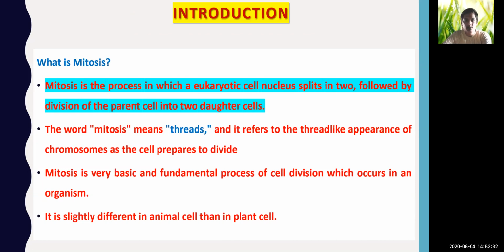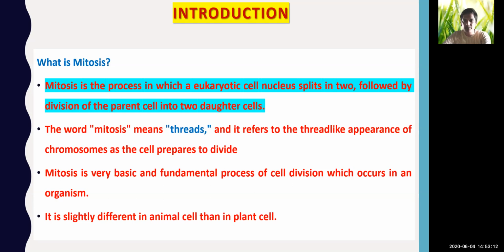So mitosis is a process in which the eukaryotic cell nucleus splits into two, followed by division of the parent cell into two daughter cells. The word mitosis means threads, and it refers to the thread-like appearance of the chromosomes as the cell appears to divide. Mitosis is a very basic and fundamental process of cell division which occurs in an organism, eukaryotic or prokaryotic. It is slightly different in animal cell than in plant cell.